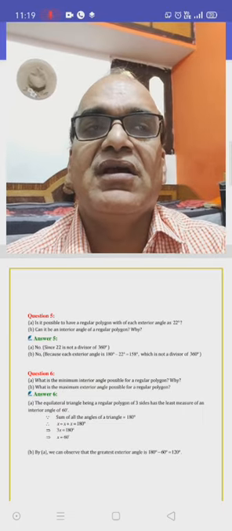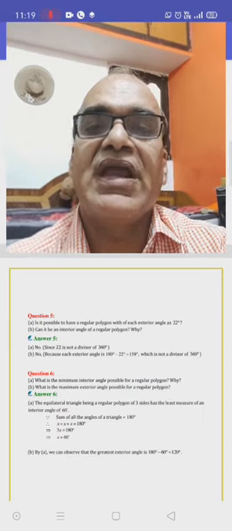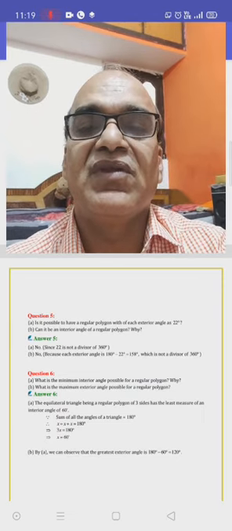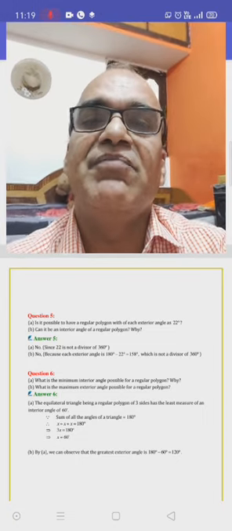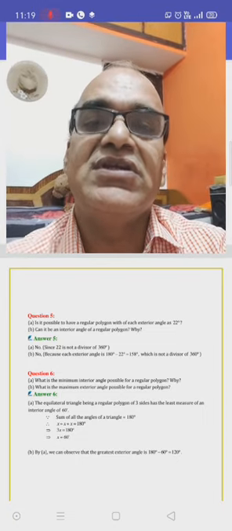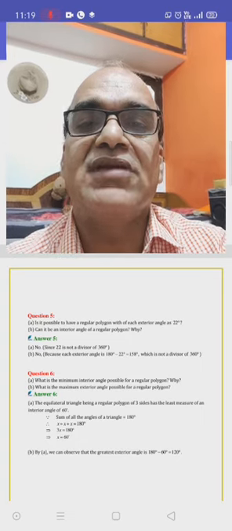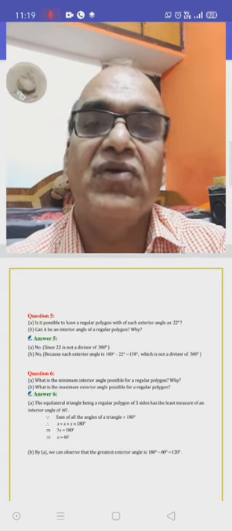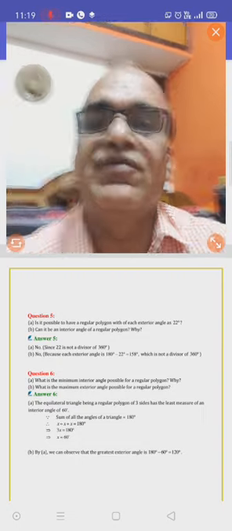Before starting question number 4, I would like to explain some important angle relations. The teacher already taught these in class 7, but since you have to use them in class 8, I am going to explain the important angle relations when lines are parallel. First you see the angle relations, then I will start question number 4.